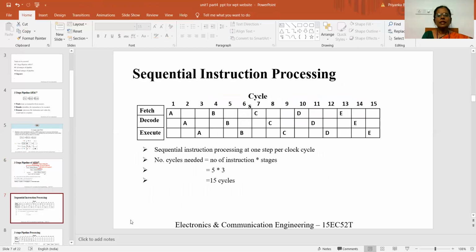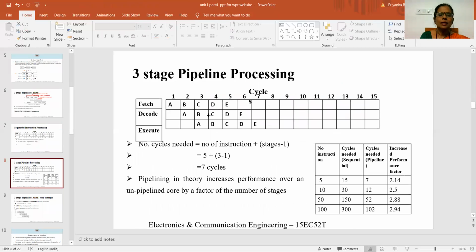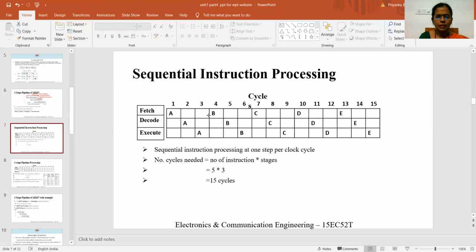You see this sequential instruction processing. Let us study what happens if pipelining is not there. We'll check in this diagram: sequential instruction processing, then pipelined instruction processing. Both the diagrams we'll study now. This is the fetch stage, decode stage, and execution stage. The numbers 1, 2, 3, 4, 5 up to 15 are marked as clock cycles: cycle 1, cycle 2, cycle 3, cycle 4 up to cycle 15. What happens in cycle 1? In the sequential case, it means one after the other.